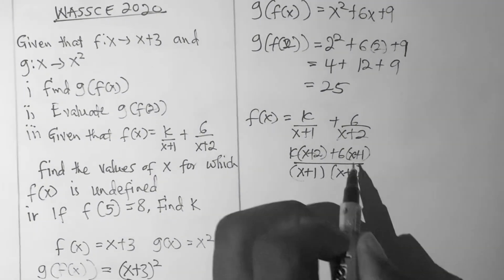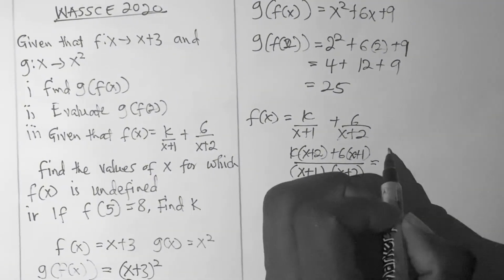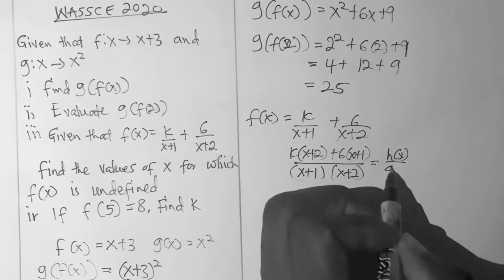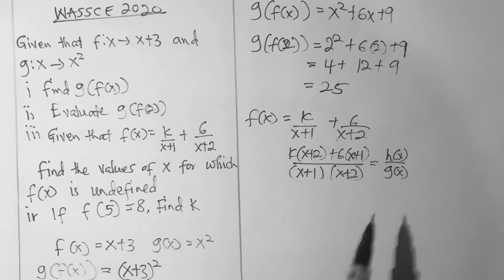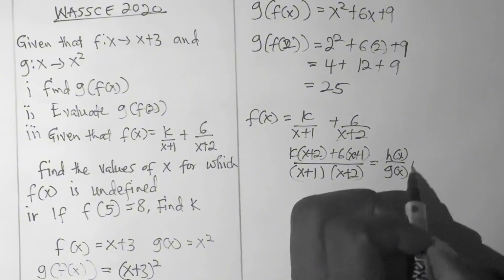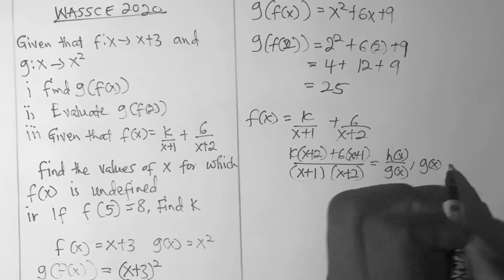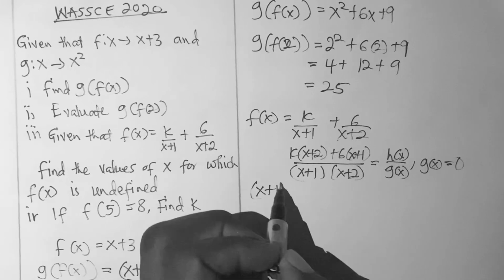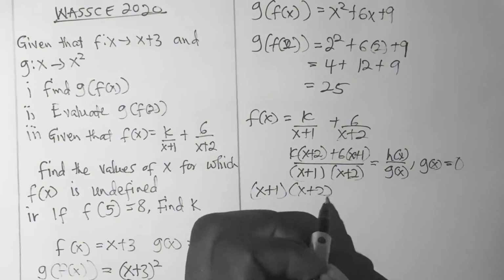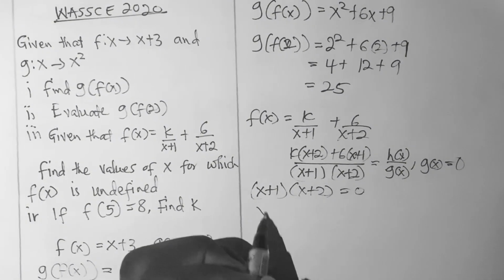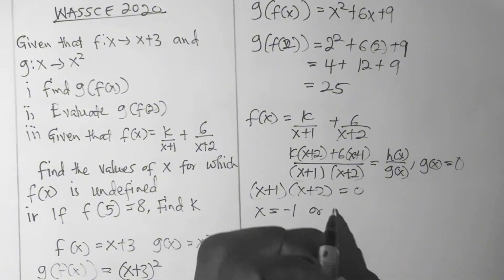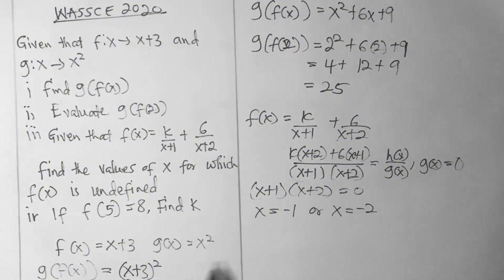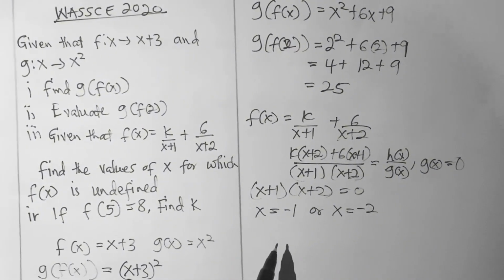However, we can see that this function is of the form h of x divided by j of x. So f of x is undefined if and only if j of x is equal to 0. So what it means is that x plus 1 times x plus 2 is equal to 0. Therefore, x is equal to minus 1 or x equals minus 2 is what makes f of x undefined.